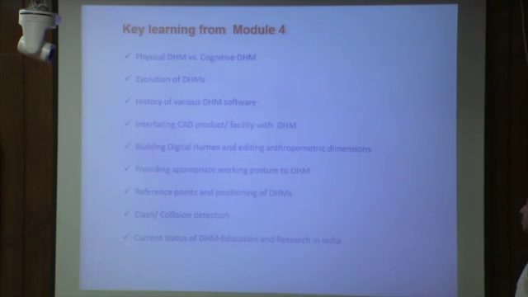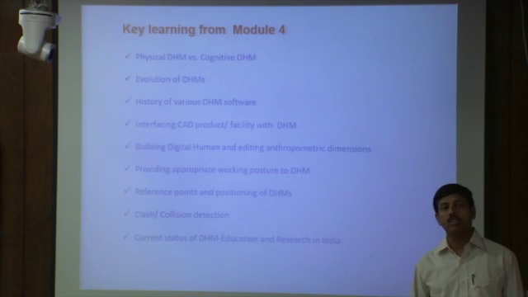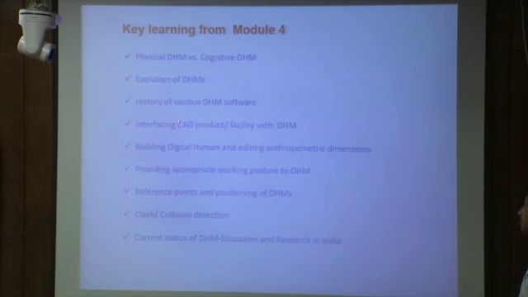Then the evolution of digital human model, how digital human model evolved year after year, starting from the 1960s till date. Then the history of various digital human modeling software. We discussed Boeman, Combiman, CrewChief, and gradually moved to SAMMIE, Ramsis, and the latest software like Santos.